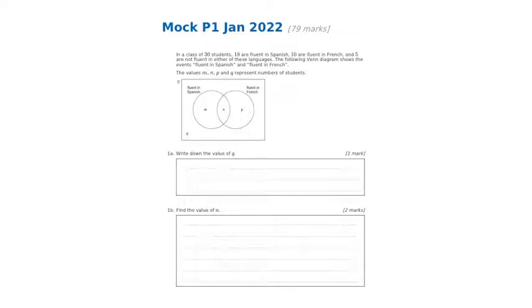Question 1. In a class of 30 students, 18 are fluent in Spanish, 10 are fluent in French, and 5 are not fluent in either of these languages. The following Venn diagram shows the events fluent in Spanish and fluent in French. The values M, N, P, and Q represent numbers of students. Write down the value of Q.